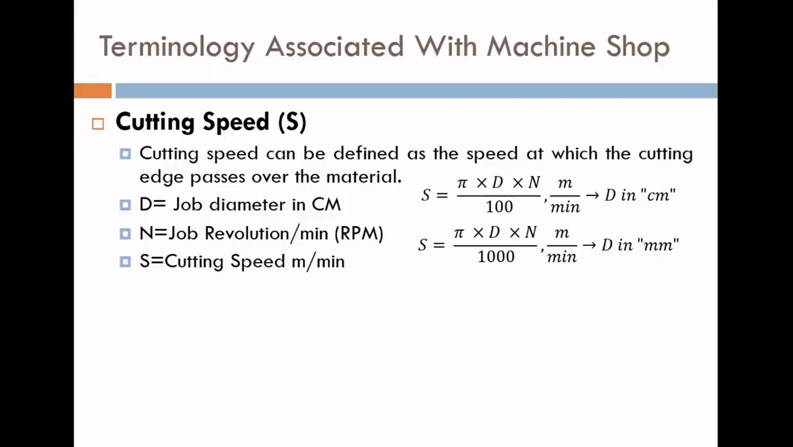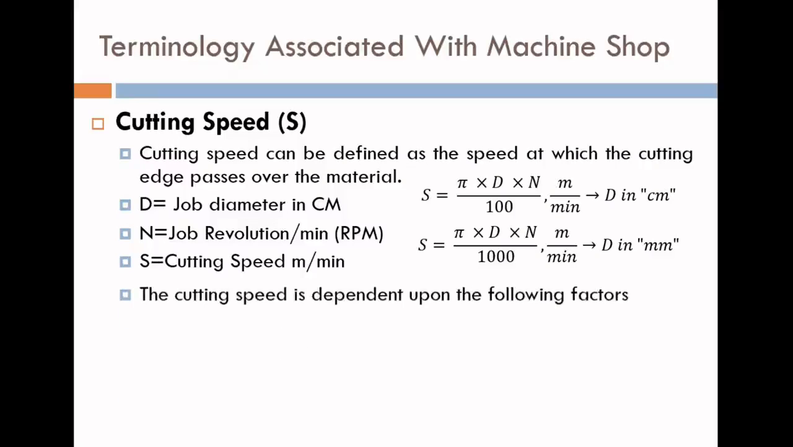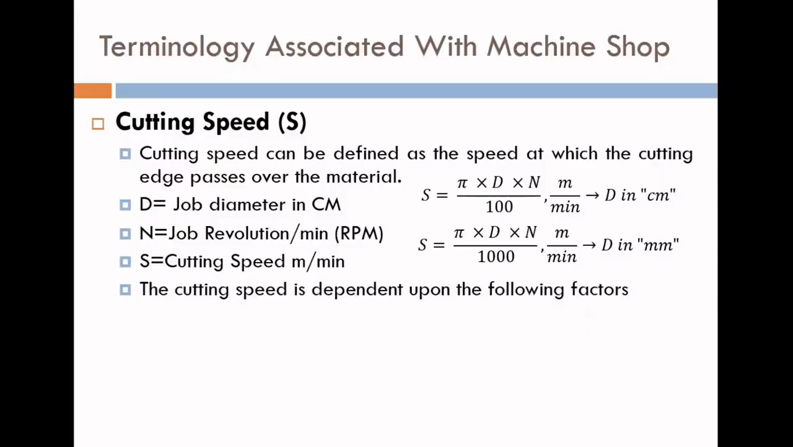The cutting speed is dependent upon various factors. Let's learn them. The first is the machinability of the material. Less cutting speed is kept for a hard job. The second is the material of the tool. We can keep a higher cutting speed with high speed steel in comparison to a carbon steel tool. Cutting speed can be increased still further if a carbide tool is used.